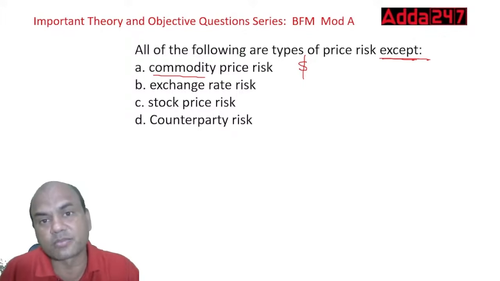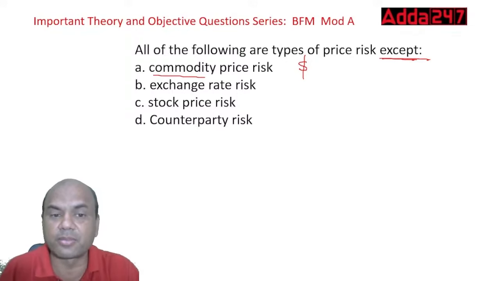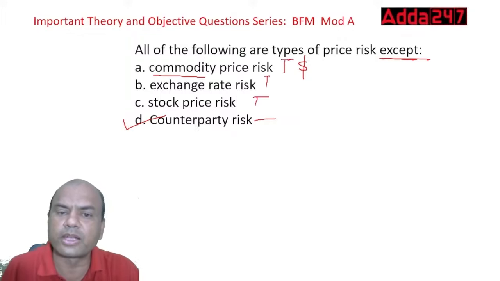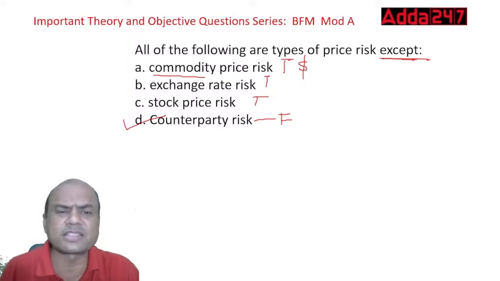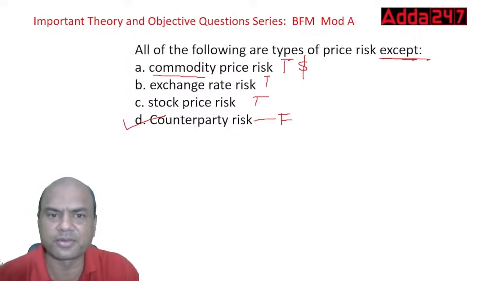Stock price risk and counterparty risk. Now it's a typical one. Counterparty is what? Just now we saw it, credit. So is it a part of price risk? No, isn't it? So this is the answer. So these all are true, true, true, true, and this one is false, and we want false only, which is not the type of price risk, right? Stock price risk, obviously stock price risk is a part of price risk only, isn't it?